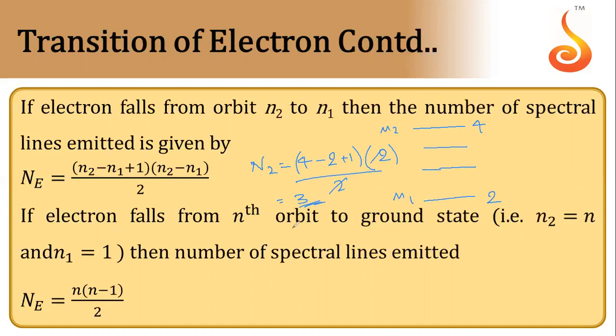If the electron moves from the nth orbit to the ground state, meaning the other orbit is 1, for that case you can directly use the formula n into n minus 1 by 2. Example: the electron moves from the fourth orbit to the ground state, that is the first orbit. So you substitute n as 4. So 4 into 4 minus 1 by 2, that will give you 4 into 3 by 2, which comes to 6. So in this case, 6 spectral lines will be emitted.